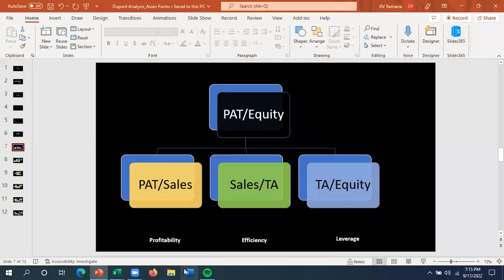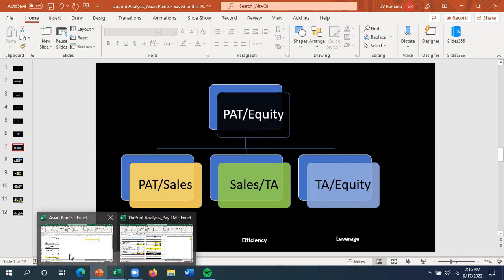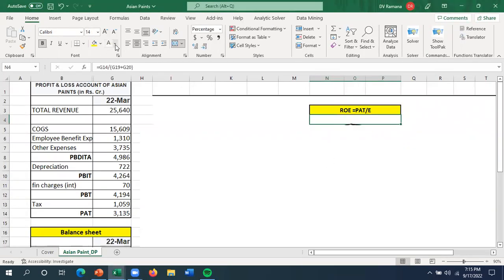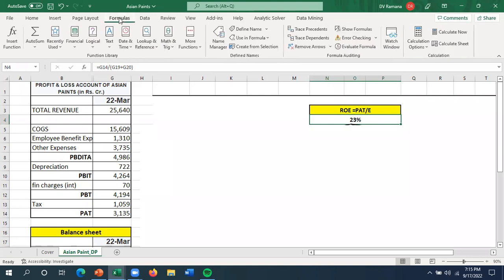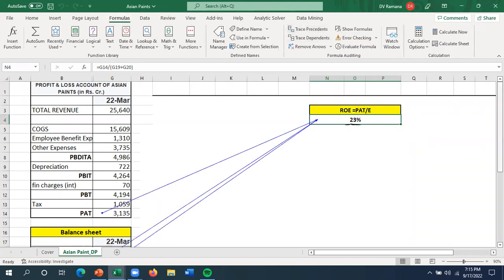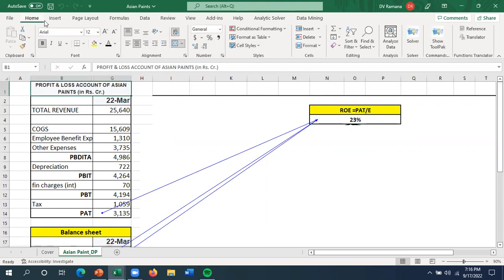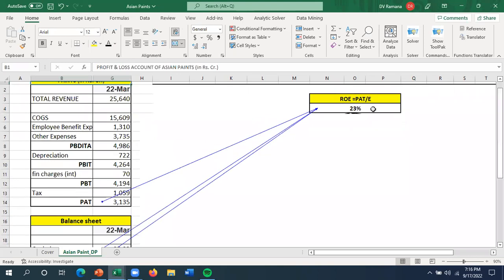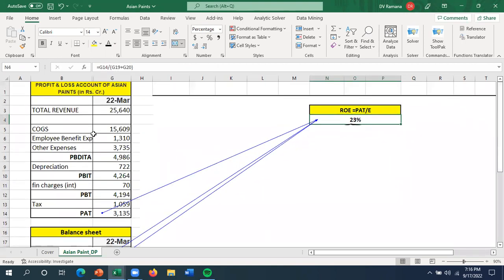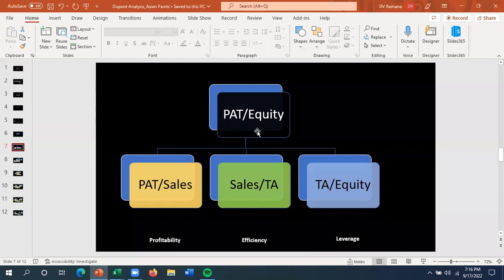So let us see the financial statement data of Asian Paints and check this first level classification of the DuPont ratios. So return on equity of Asian Paints is 23%. This we calculated from the balance sheet and income statement. The balance sheet shows the equity and the income statement shows the PAT. So return on equity is 23% for the year ending 31st March 2022. And the DuPont framework says it is necessary to classify and derive the drivers of ROE, and that's what we will do here.